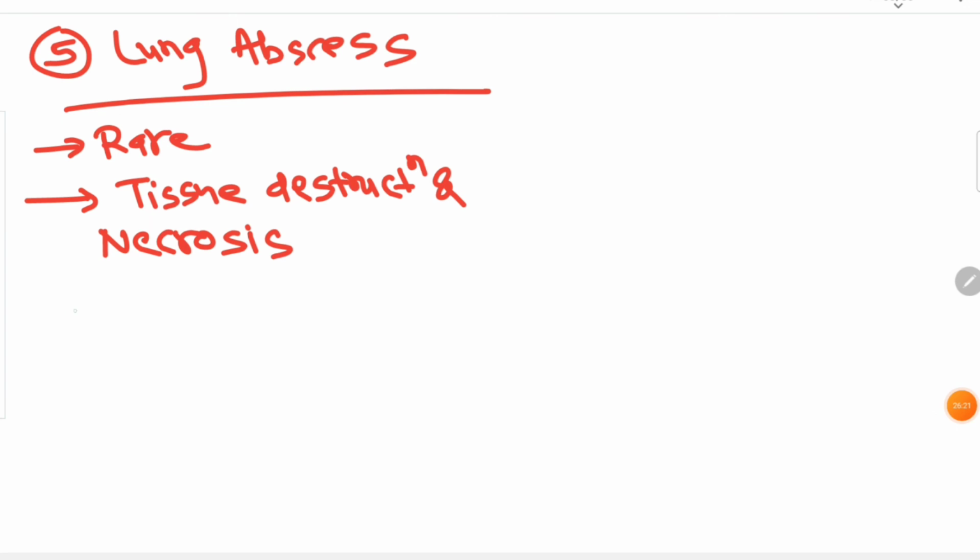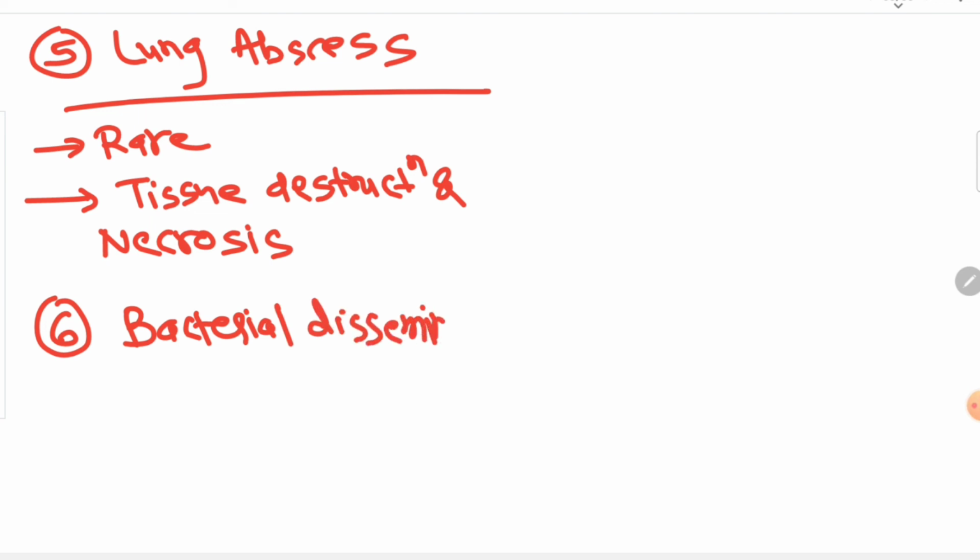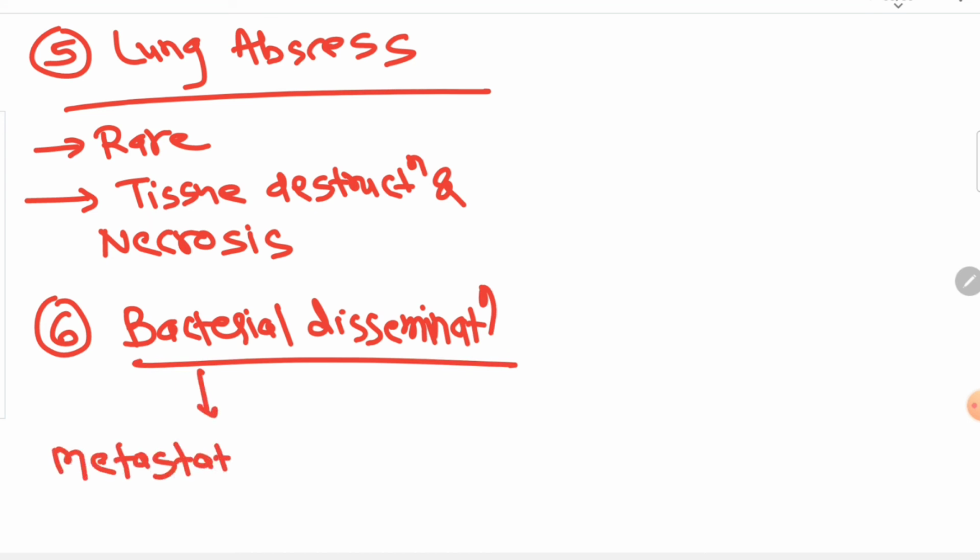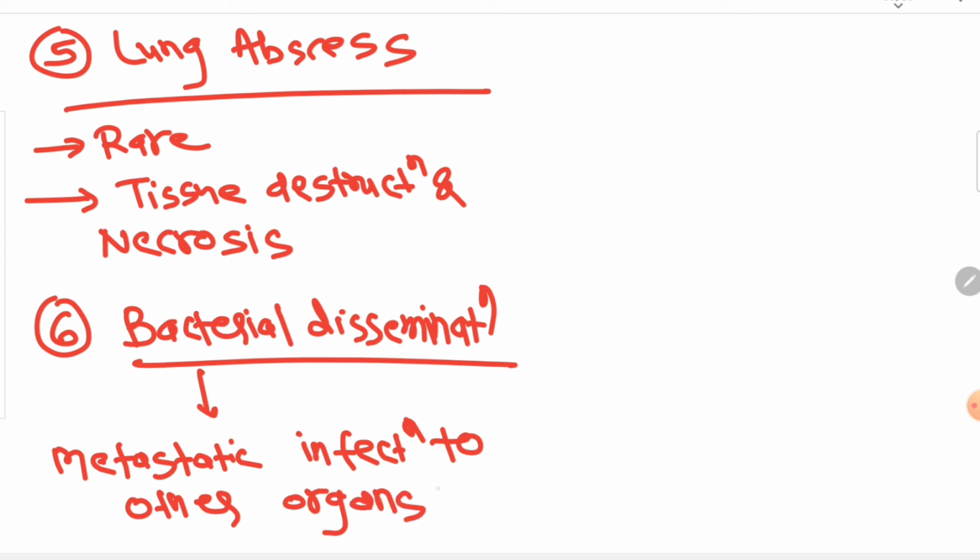Alright. Now the sixth complication of the pneumonia is bacterial dissemination. See, in the pneumonia we have the bacterial infection, lobar pneumonia. But if immunity is low, then sometimes if the body is not able to eliminate the agent, then it can metastasize to the other organ of our body. The infection can spread to the other organ of our body, like that of cancer cell. So in which organ can infection spread?